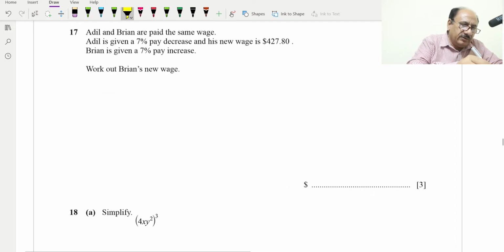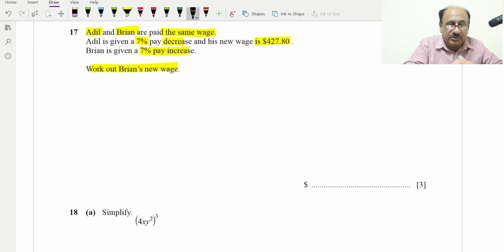Adil and Brain are paid the same wage. Adil is given a 7% pay decrease and the new wage is this one. Brain is given a 7% pay increase, and we have to calculate the new wage of Brain. So first of all, we will check for Adil's salary. We have the current one, but the previous, original one we don't have. So let us suppose x is the salary which he was drawing earlier.